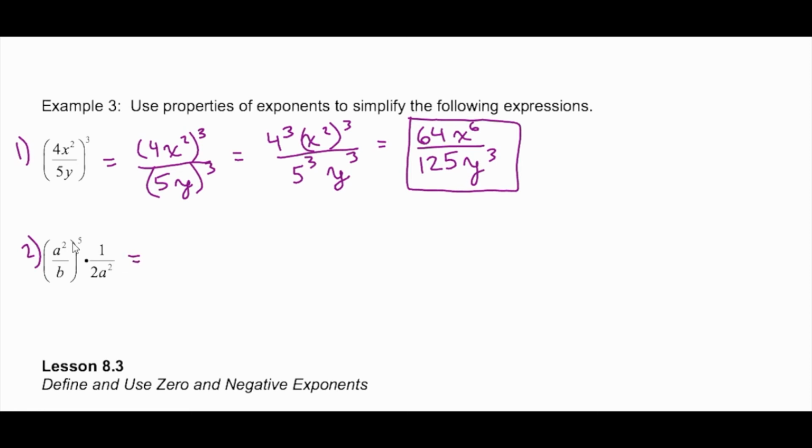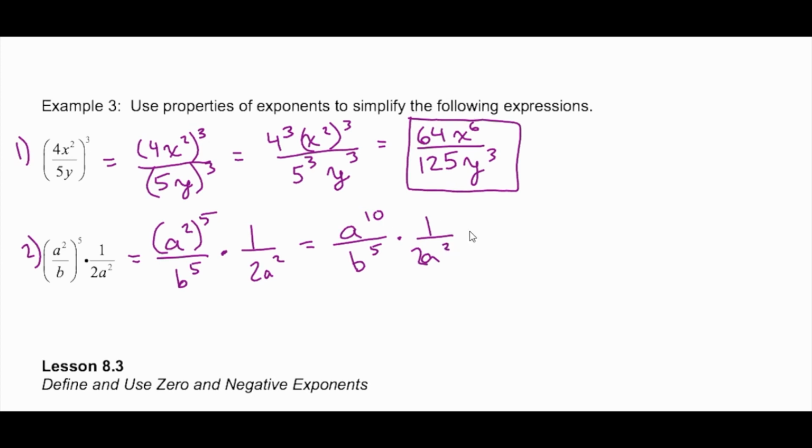Here, if we're raising this whole quotient to the 5th power, we're doing a squared to the 5th power over b to the 5th power. We're doing times 1 over 2a squared. A squared to the 5th power is a to the 10th. When you multiply a fraction by another fraction, you're just multiplying numerator times numerator. So you get a to the 10th on top. Denominator times denominator, we get 2a squared times b to the 5th.